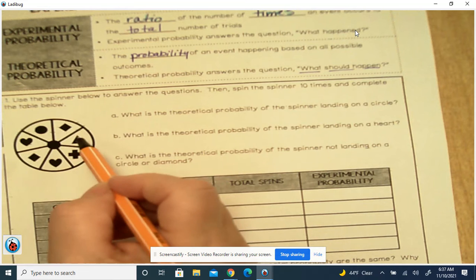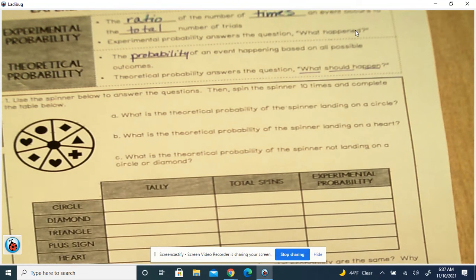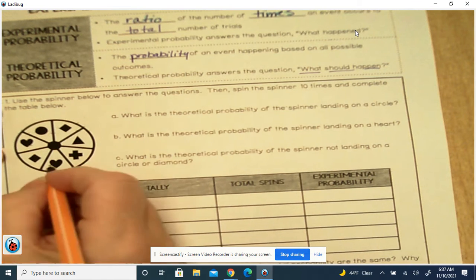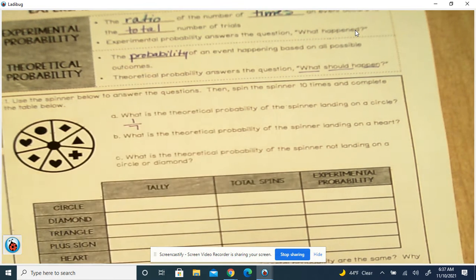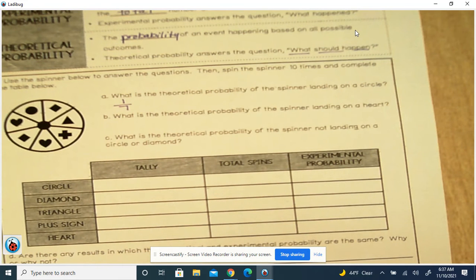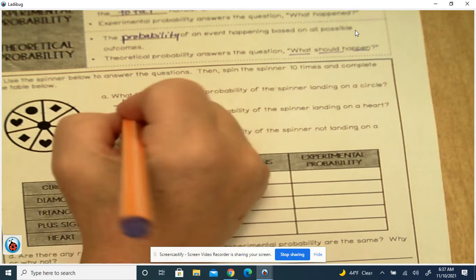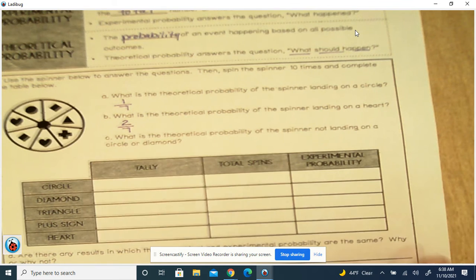So we have 1, 2, 3, 4, 5, 6, 7 possible outcomes, and the circle is 1. So that's going to be 1 out of 7. That's theoretical. What is the theoretical probability of the spinner landing on a heart? So we have 2 hearts. So that's 2 out of 7.